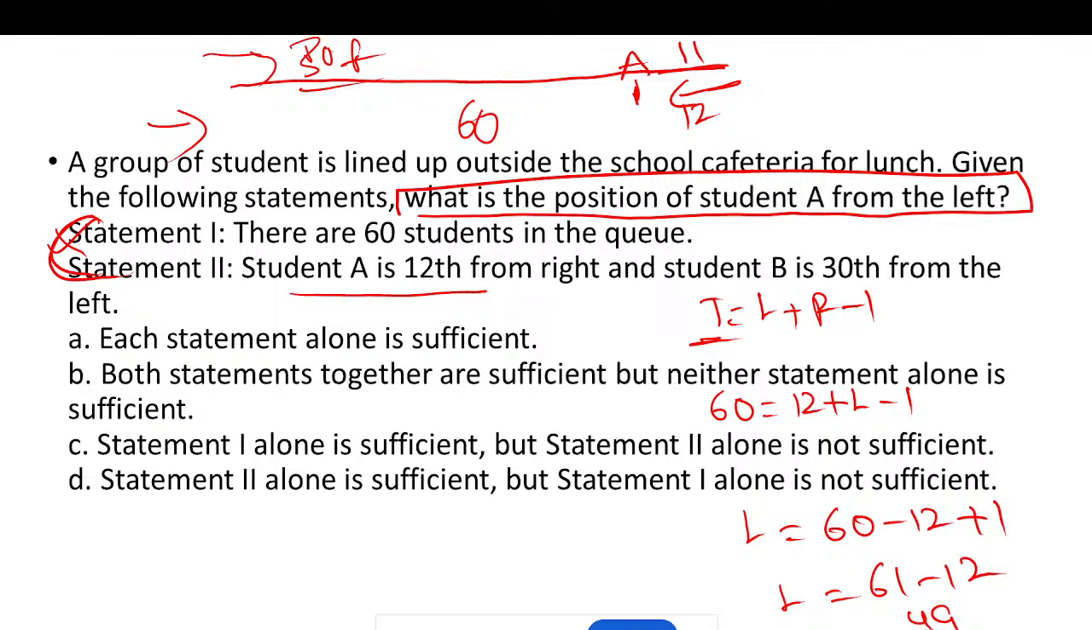We cannot depend on statement 1 alone. We cannot depend on statement 2 alone. If you combine them, we are able to say the answer. What is the position of A from left? So what is the answer? Comment.